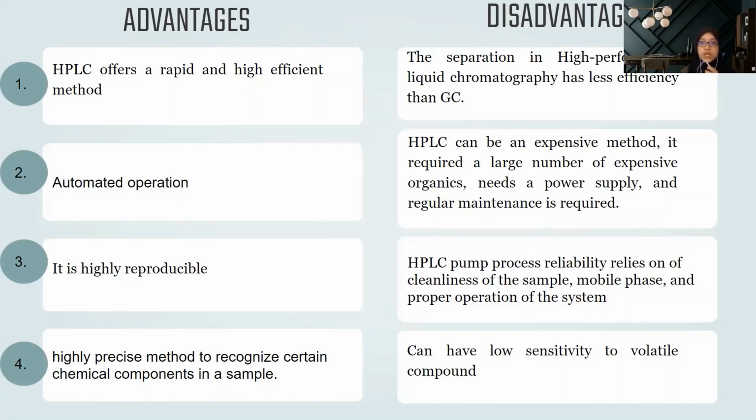Third, the reliability of the HPLC process relies on the cleanliness of the sample, the mobile phase, and proper operation of the system, and it can be complicated to troubleshoot problems. And lastly, HPLC can have low sensitivity to volatile compounds. That is all from our group.